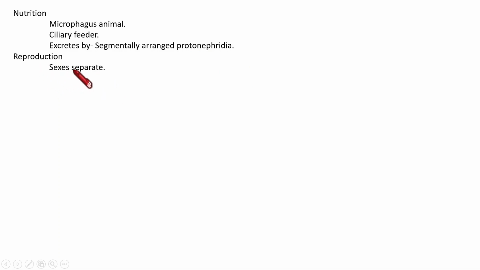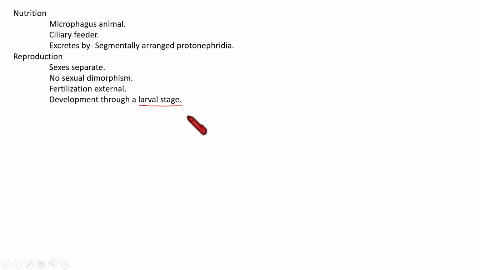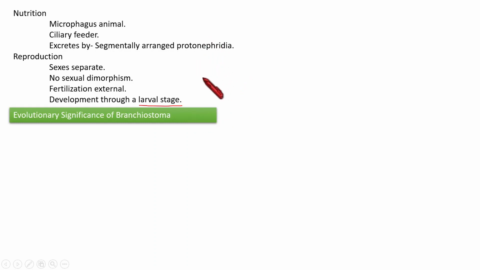Reproduction, I already told you in the former video. It is gonochoric, that means sexes are separate. Even though the sexes are separate, there is no difference between male and female, no sexual dimorphism. We can't distinguish between a male and a female. Then fertilization is external and development takes place through the formation of a larva. So larval stage is there. That's all about the detailed aspects of Branchiostoma.